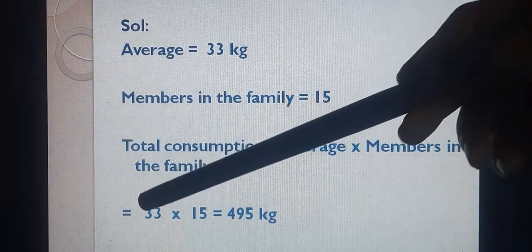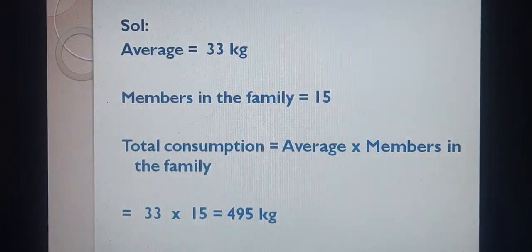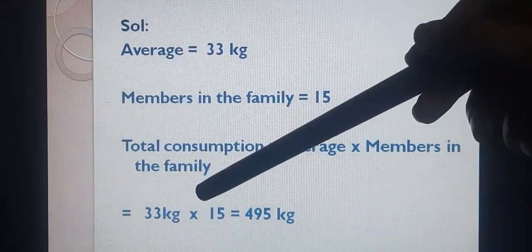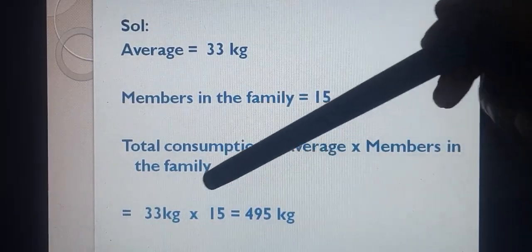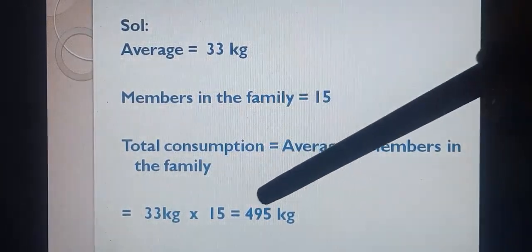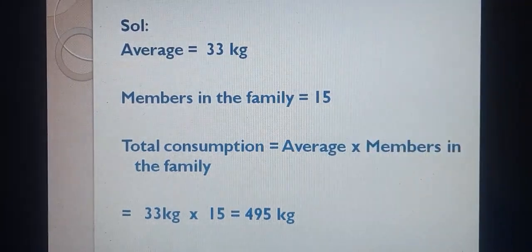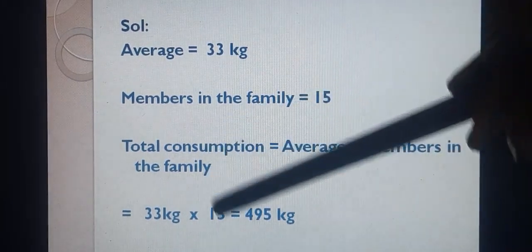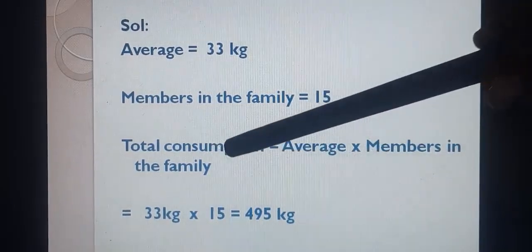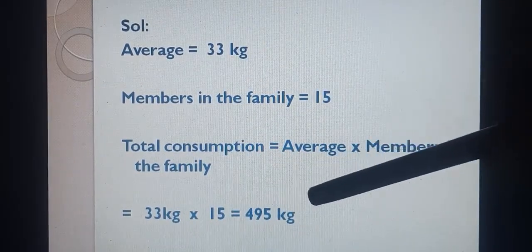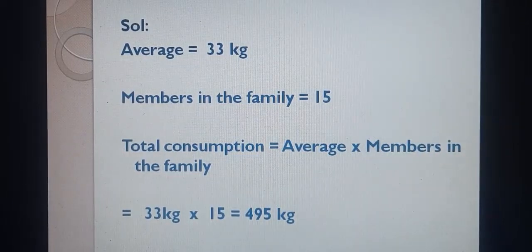So average is 33 kilogram multiplied by 15. Members of the family are 15. 33 multiplied by 15, 495 kilogram we will write down. सो टोटल कंजम्पशन यानी कि इस फैमिली के 3 मंथ का कंजम्पशन था 495 किलोग्राम ऑफ वीट.